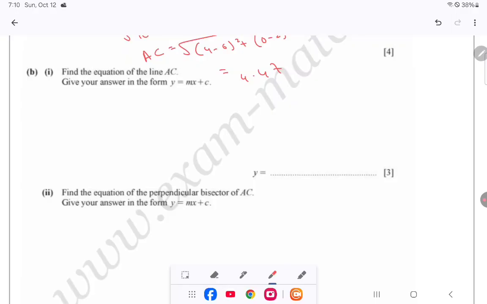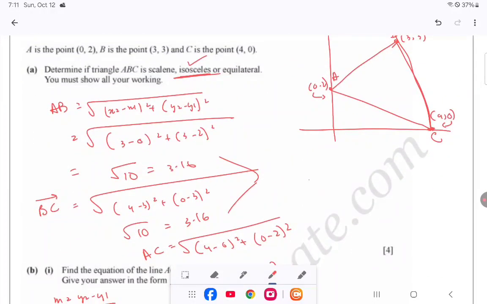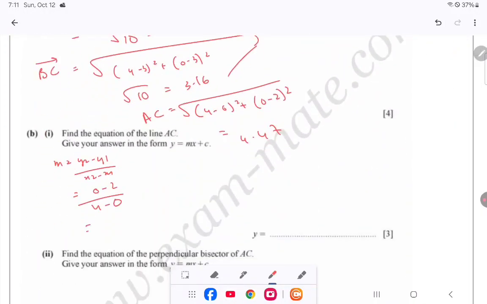Now part B. It is saying find the equation of the line, and give your answer in the form y equals mx plus c. Now again we have to calculate the slope. For the slope, y2 minus y1 over x2 minus x1 is equal to 0 minus 2 over 4 minus 0. You can see the points from the question, A and C. It will give you slope of negative half, and then we find the value of c.